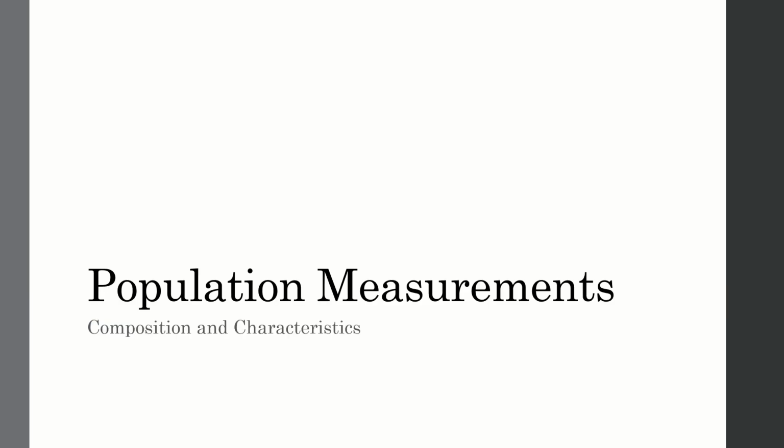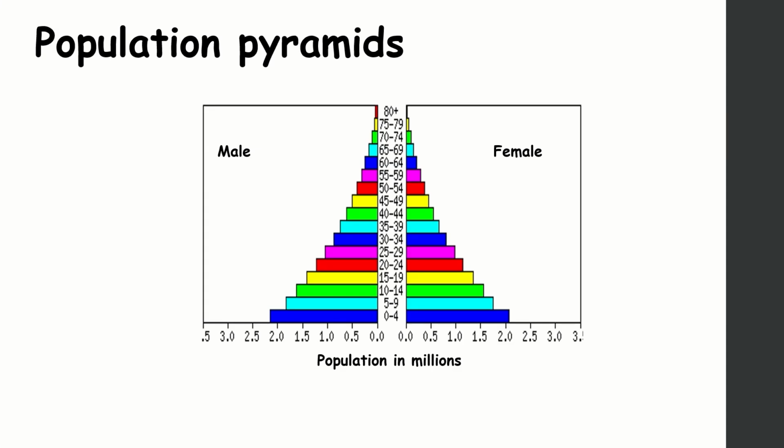How do we measure populations? Let's look at some different characteristics of the population and also the composition of the population. We already looked at population pyramids, but I'm going to go in a little bit more detail here. It's based on cohorts. You have males and females, and you have age cohorts going from young children down the bottom to the elderly on the top. This is a more classic population pyramid. It's shaped like a pyramid.